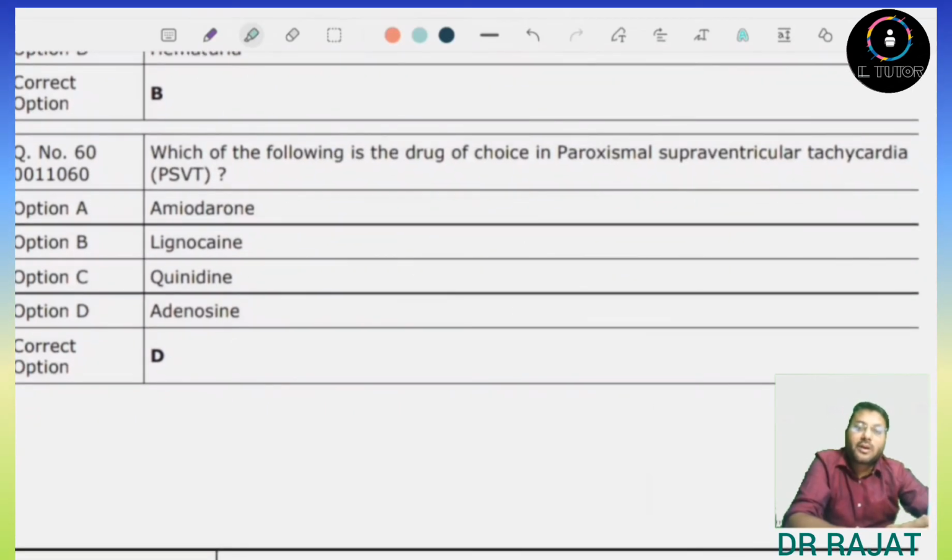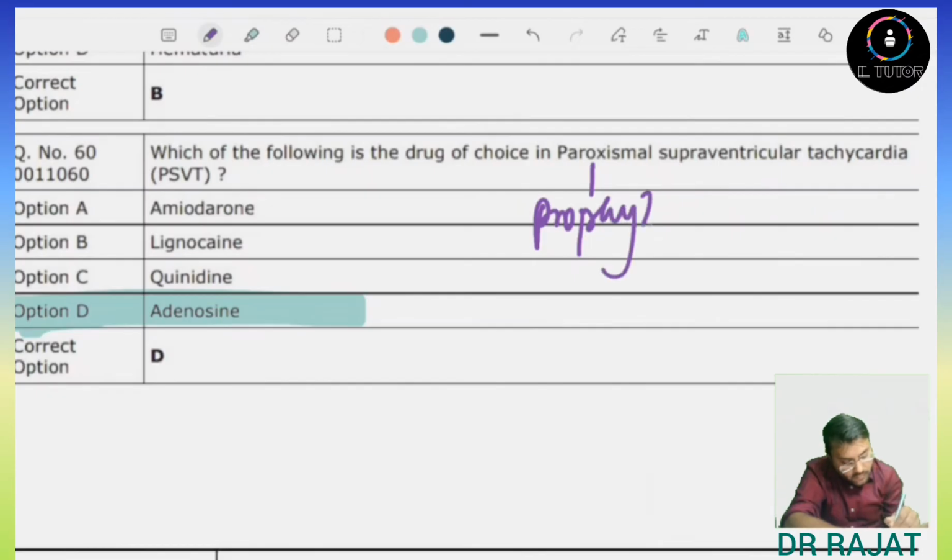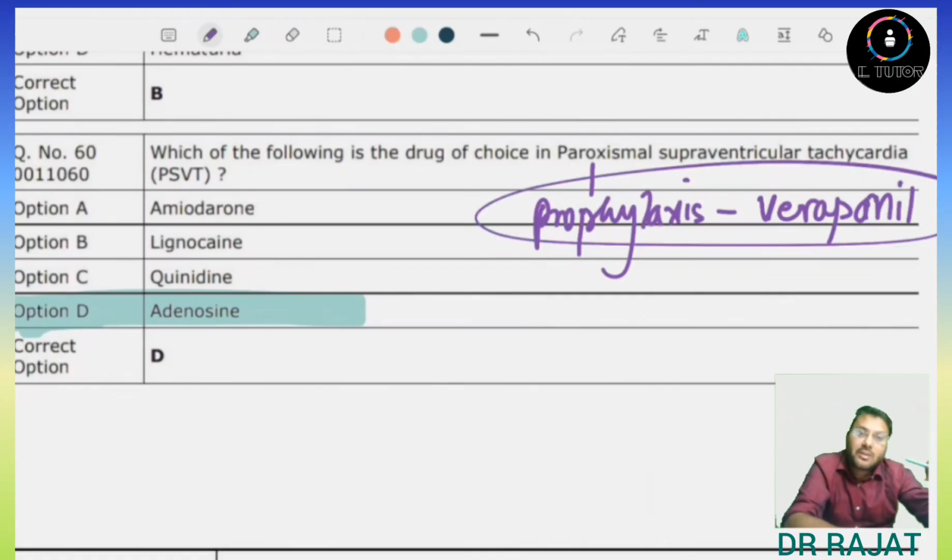Which of the following is the drug of choice for paroxysmal supraventricular tachycardia or PSVT? So this is again a direct question. We know that for PSVT the most commonly used drug is adenosine. So adenosine is given when the patient of PSVT is stable. But if the patient is non-stable, then shock is given. And if we talk about the prophylaxis for PSVT, then verapamil is given for prophylaxis. And at the start of treatment of PSVT, firstly we have to give the vagal maneuver or the carotid massage. Then after that we have to come to adenosine.